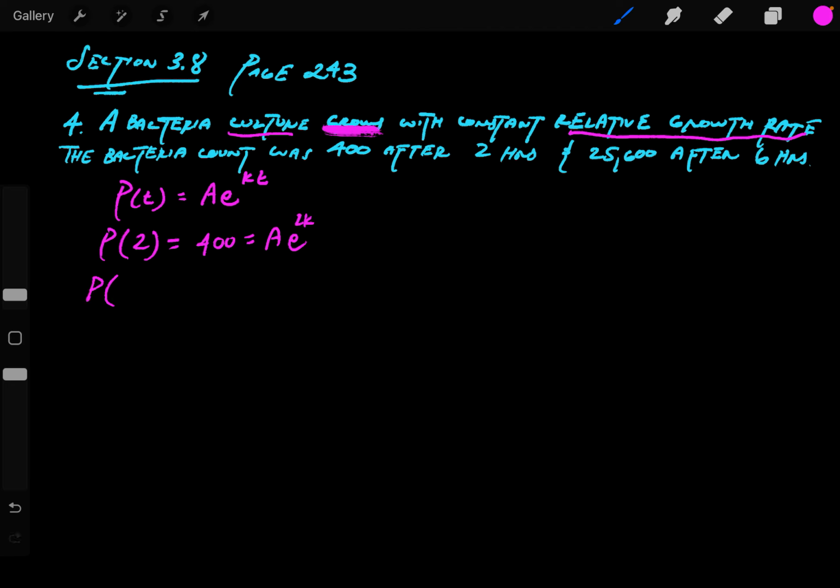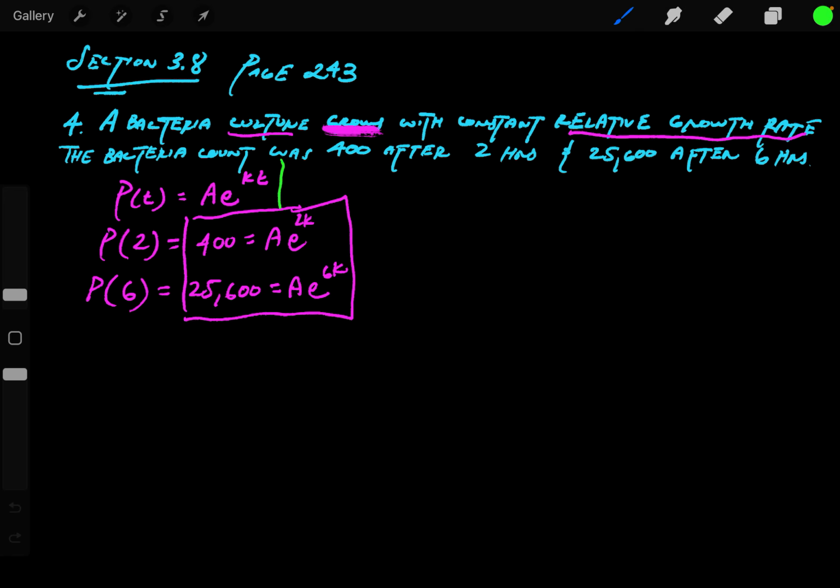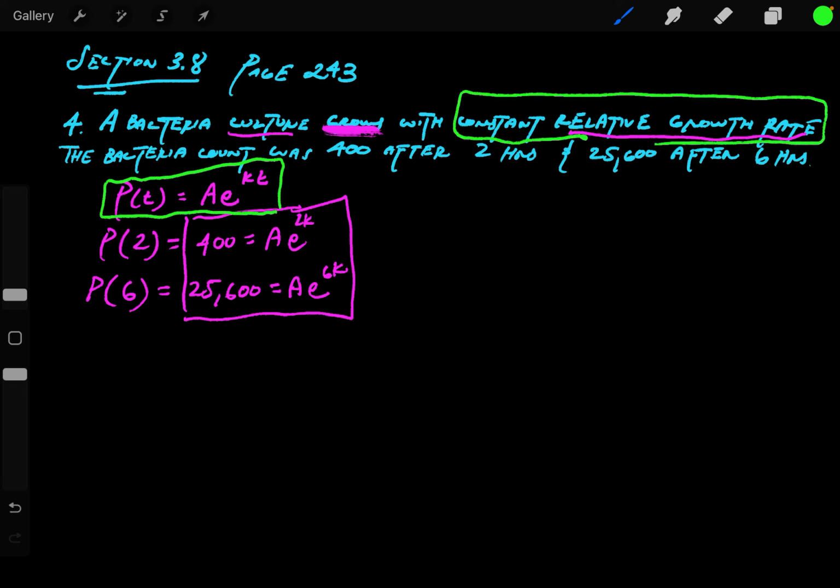Then it tells you that after 6 hours, 25,600 is equal to a e to the 6k. And you have these two equations. First of all, you knew that this equation was the case the moment it said that it has a constant relative growth rate. Anything with a constant relative growth rate is of this form.